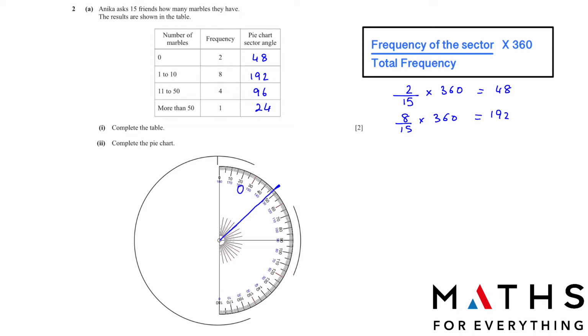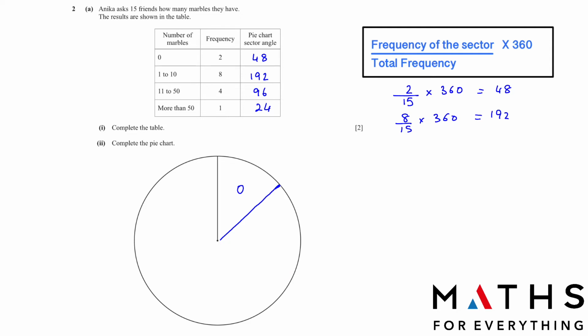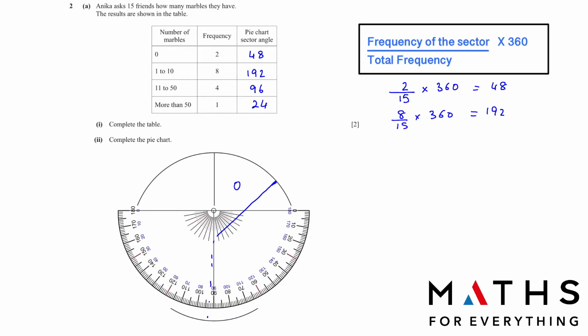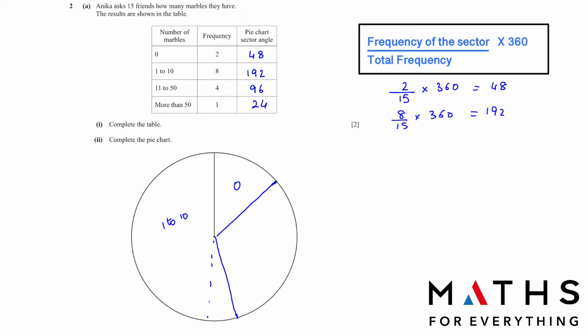And then we want 192. So it's going to be 180, which is here, and 12 more degrees. We'll place the protractor and see. 12 will be somewhere here, and we join them to the center points.